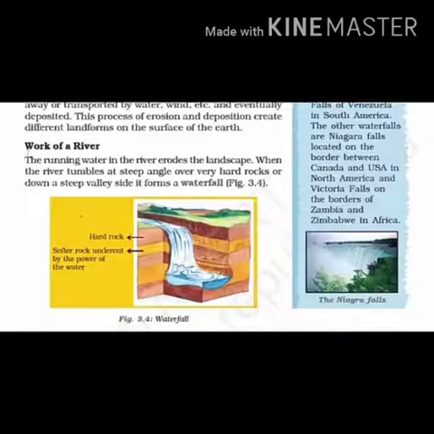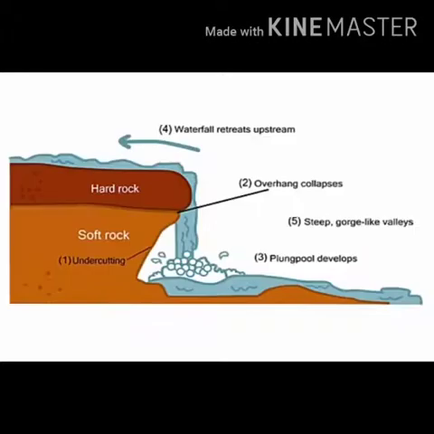Now let's read about the work of a river. What does a river do? There is a layer of hard rock on which the river flows. As the hard rock layer forms a descent or a steep, the speed of the flowing river increases. Just below the hard rock layer there is a soft rock layer. When the water finally falls, there is an undercutting in the soft rock layer below the hard rock layer, due to which the river water falls perpendicular to the ground, forming a plunge pool.